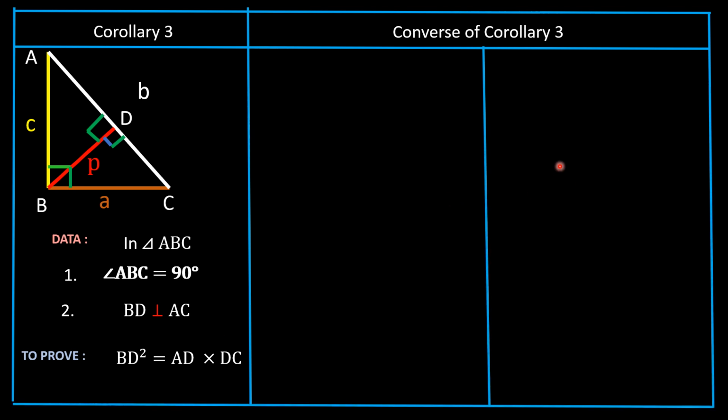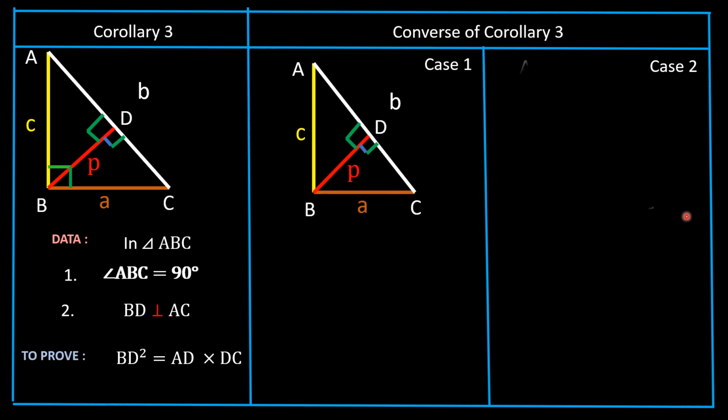You may be wondering how it is that we have got two different columns for this. Oh, you must be guessing right. We have two parts, two conditions given in data. Therefore, we can make each one of them the data, and the to prove should become data only, so that the other one will become the to prove part.